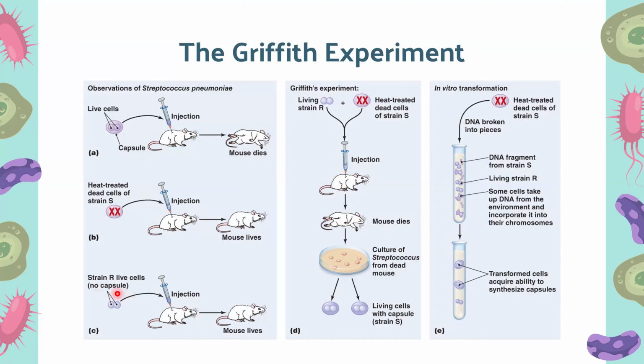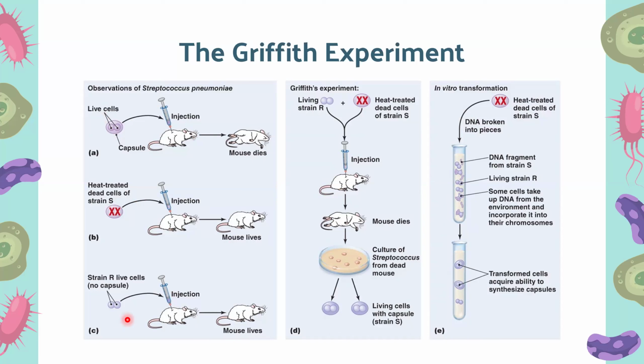If I were to inject a strain R, live cells, they are alive. If I were to inject the mouse with them, the mouse survives. So when I inject them with live strep pneumo cells, they die. When I inject them with dead strep pneumo cells, they survive. And when I inject them with strain R that are non-encapsulated, they also survive.